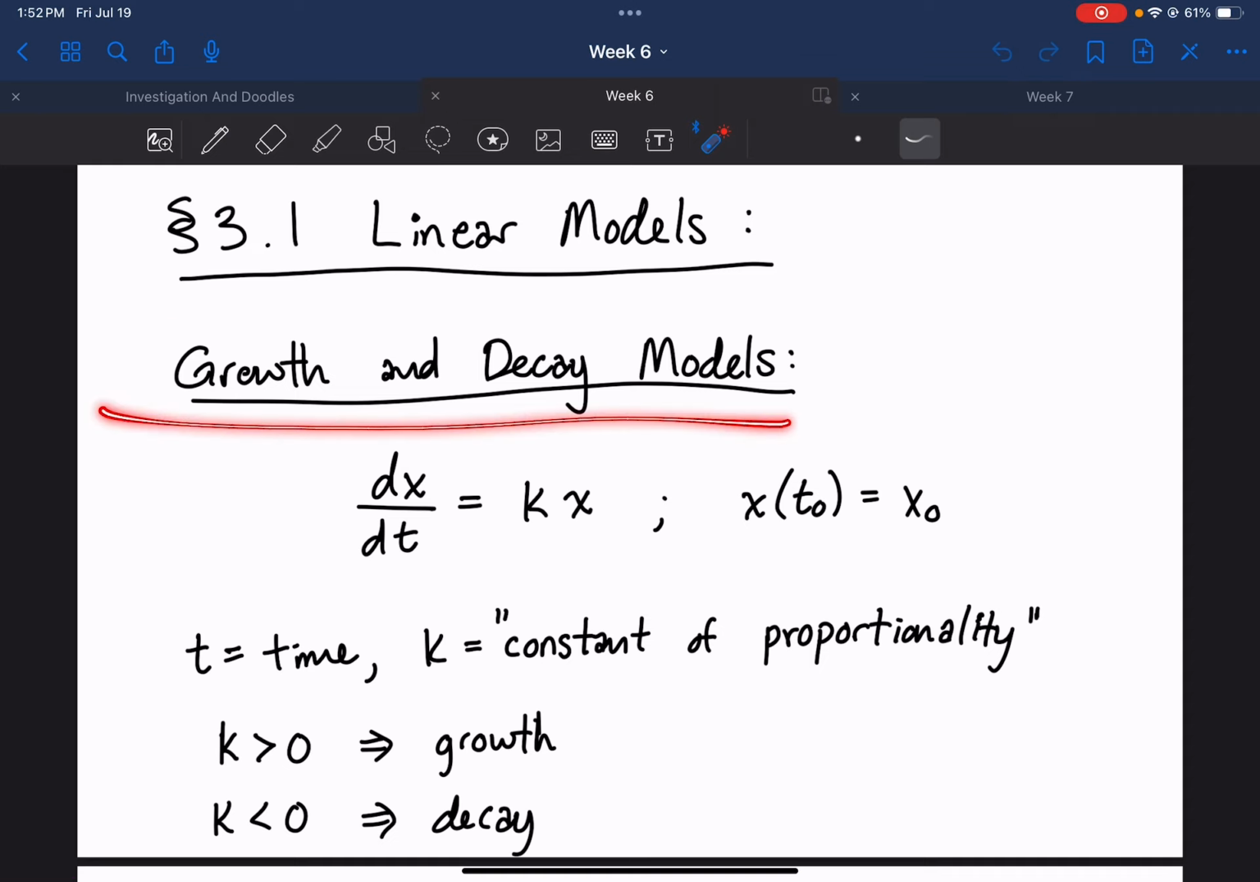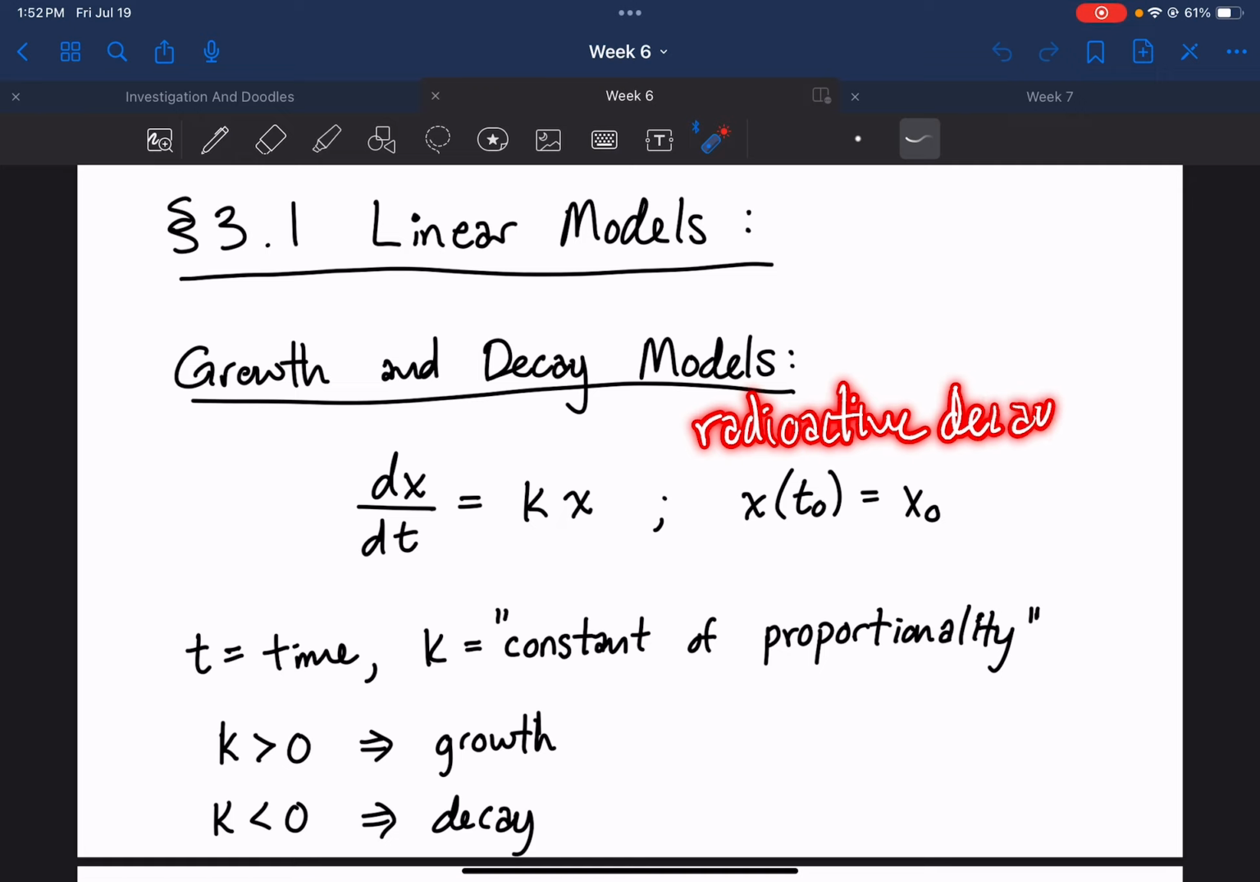So the first is growth and decay models. Think populations, right? These are like the most simple population models. Think like radioactive decay. These are the simplest growth and decay models: population growth, population decay, radioactive decay.